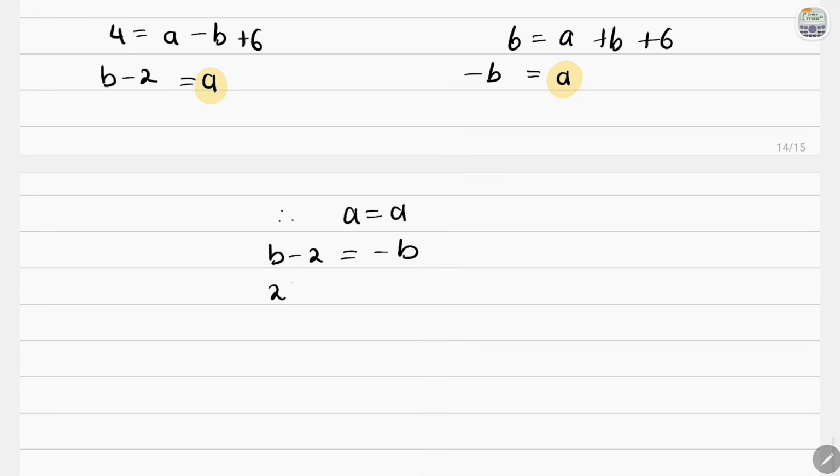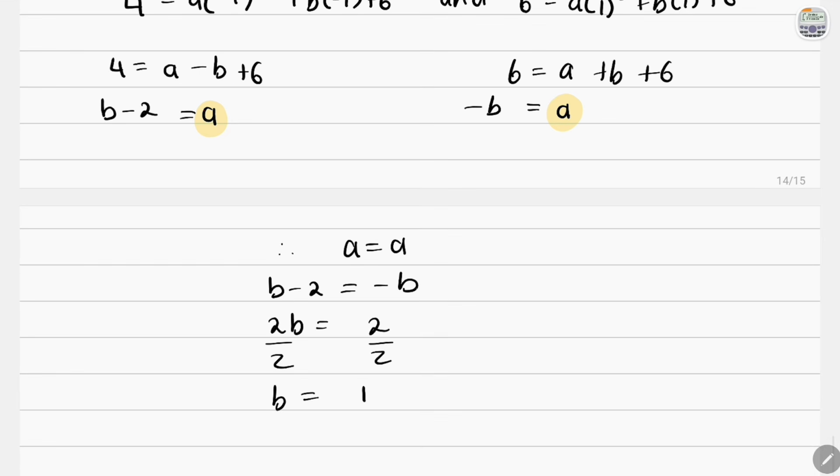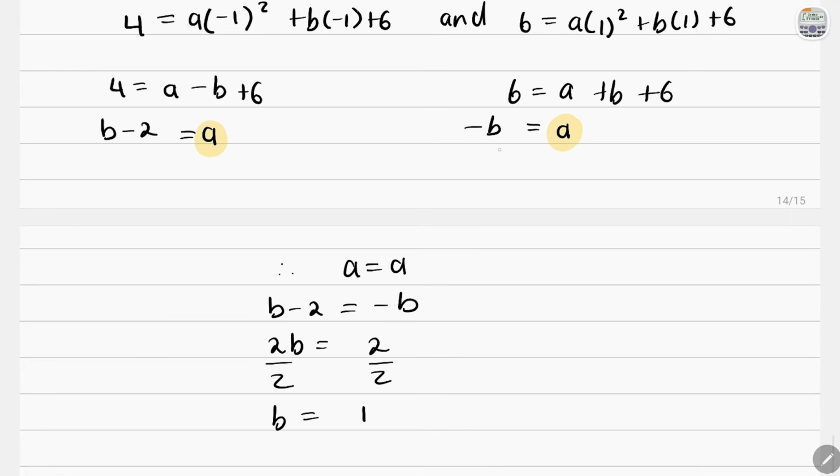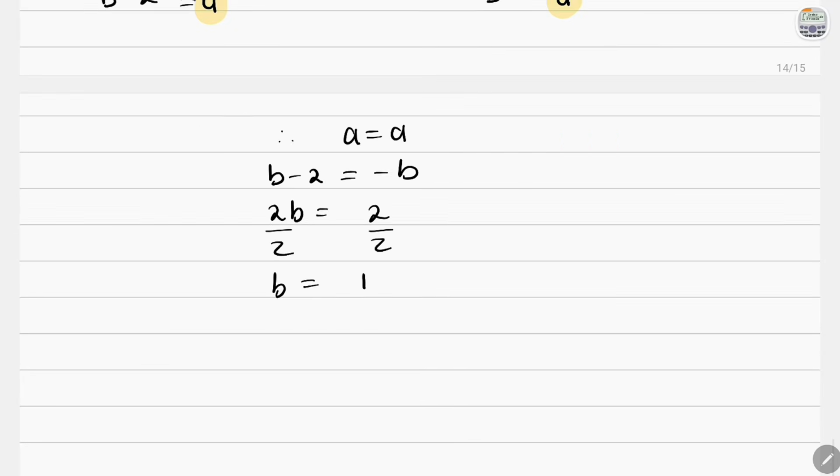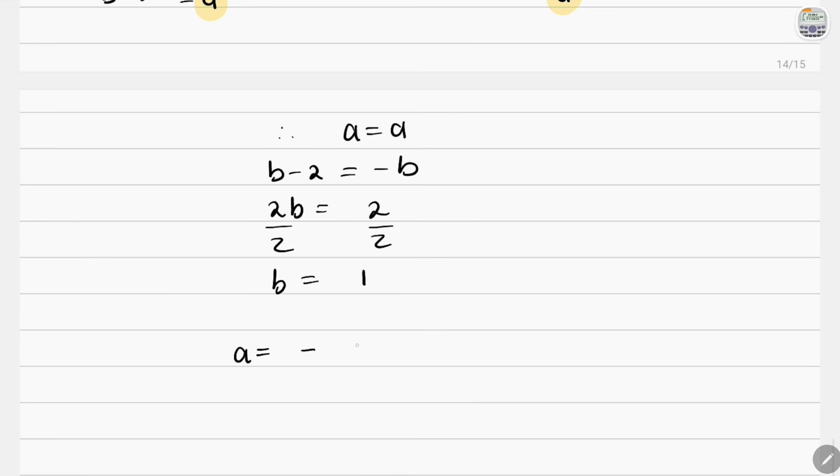Transpose this -b, you have 2b now is equal to positive 2. Divide both sides by 2. B is equal to 1. Okay, so we found B, and now we can find A. So just use the easier equation. This one is easier. A is equal to -b, which is 1. So -1. A is equal to -1.